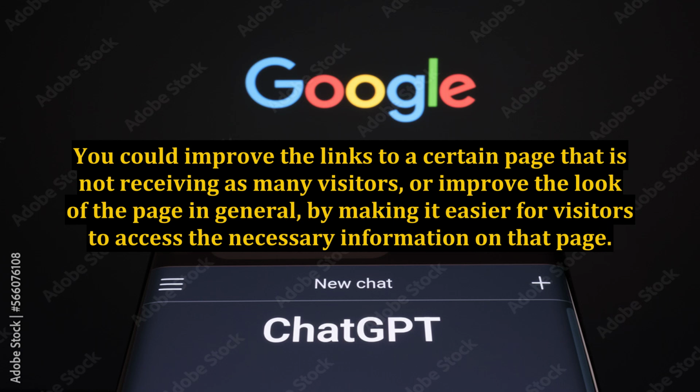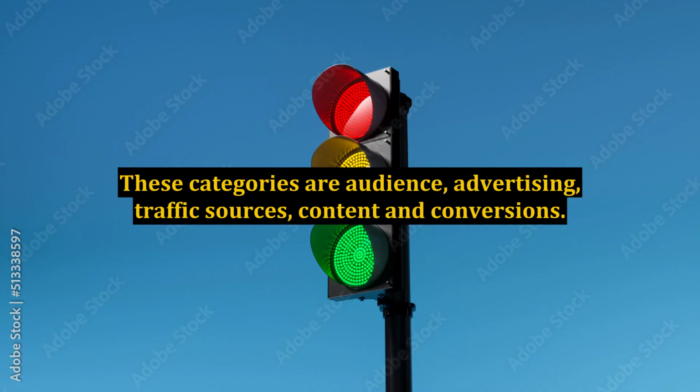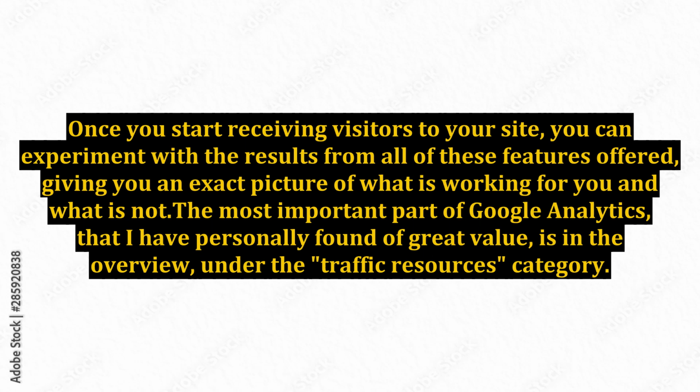There are 5 main categories that break down into subcategories, which you can view various statistics of your traffic. These categories are audience, advertising, traffic sources, content, and conversions. Once you start receiving visitors to your site, you can experiment with the results from all of these features offered, giving you an exact picture of what is working for you and what is not.